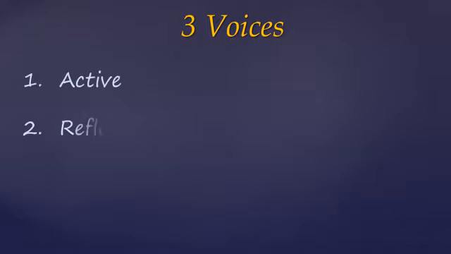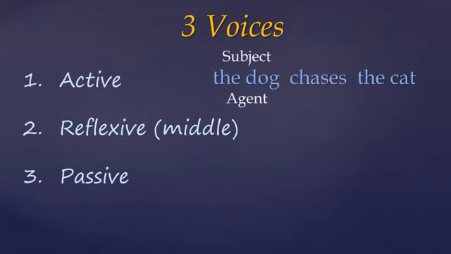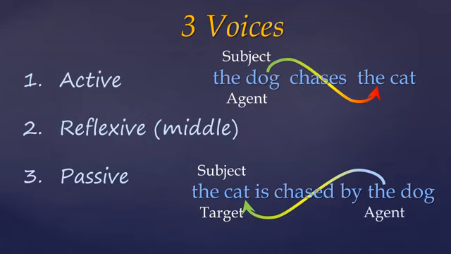Okay, so that's a quick look at the passive voice. Now you might have read that Pāli has three voices: the active, the reflexive, sometimes called the middle voice, and the passive. So now we know that in an active sentence, the subject of the verb is also the agent doing the action, whilst in a passive sentence, the subject of the verb is the target of the action, and any agent is placed in a preposition.